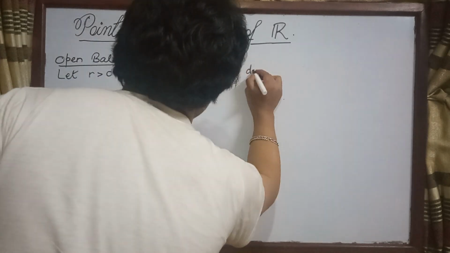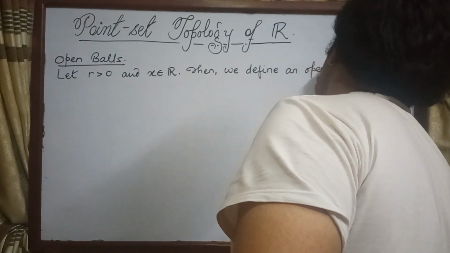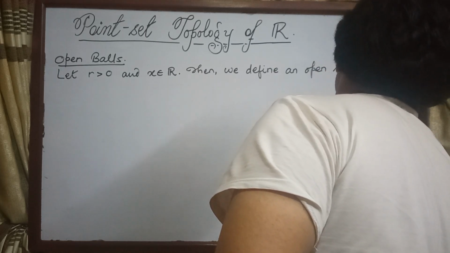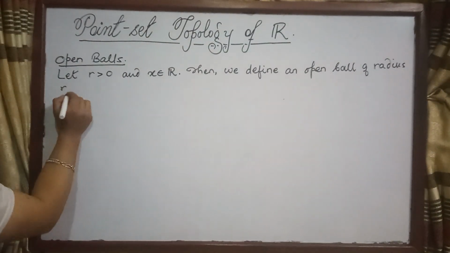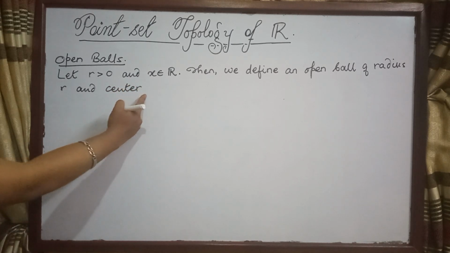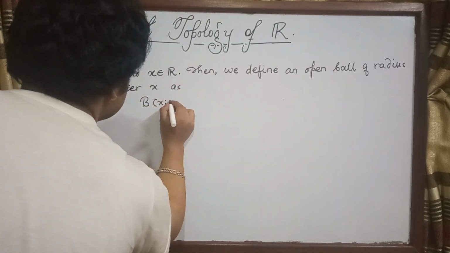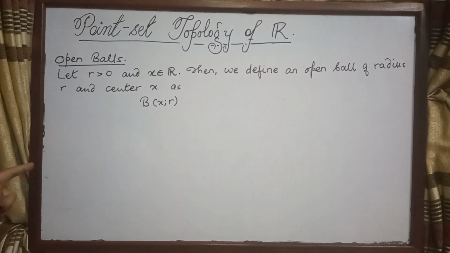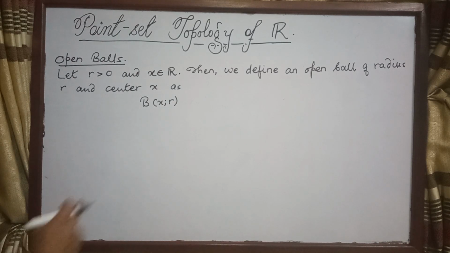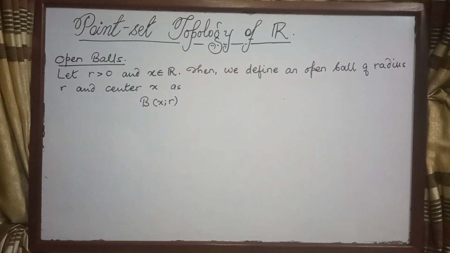we define an open ball of radius r and center x. Something like this is the notation for an open ball. For a closed ball, it will look something like this, not parentheses, but square brackets, that's what we used to call them.